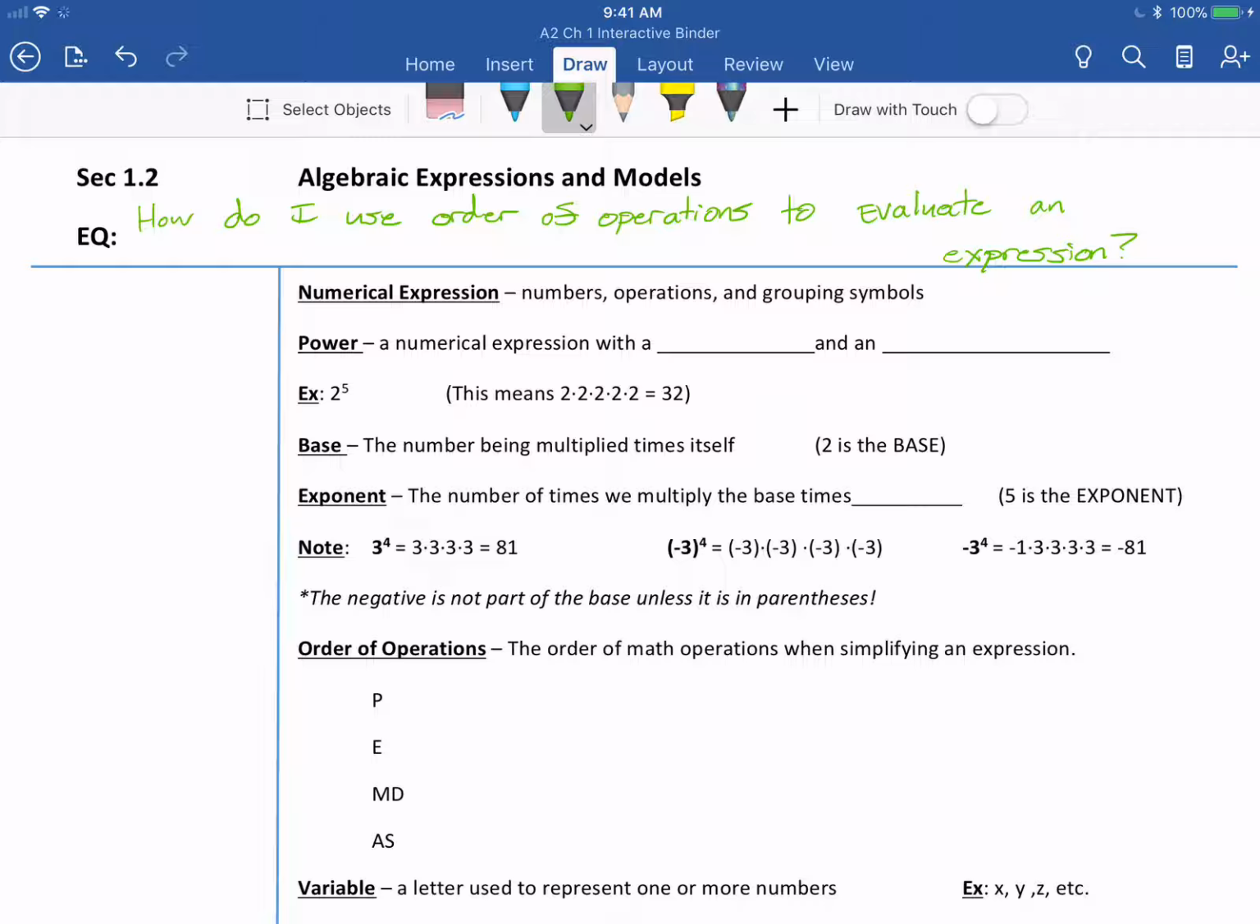So my essential question today is, how do I use the order of operations? We're going to call this PEMDAS. Maybe you've heard of that, maybe not. So we're going to learn about that today. How do I use PEMDAS to evaluate an expression?